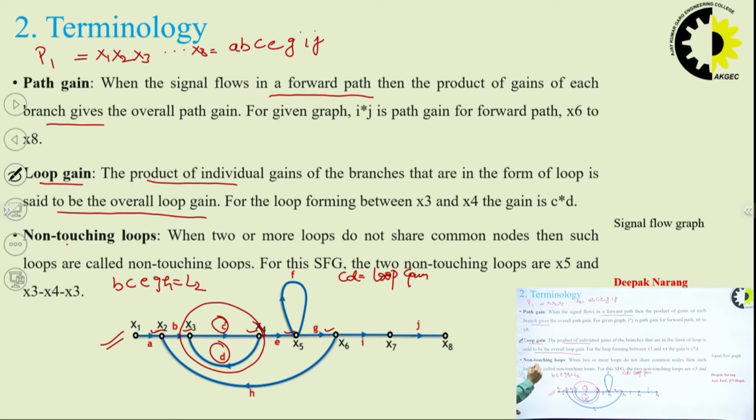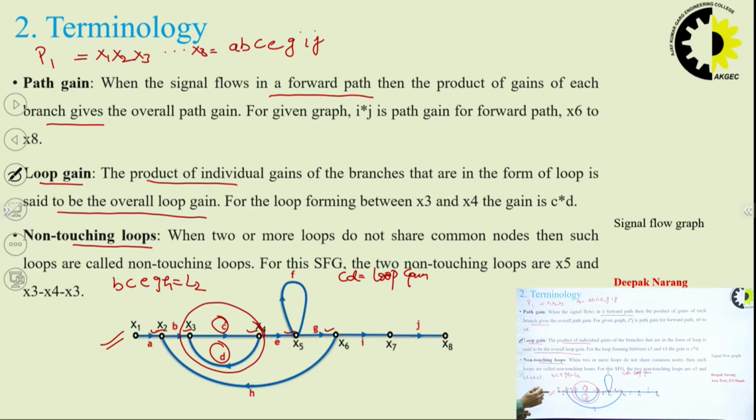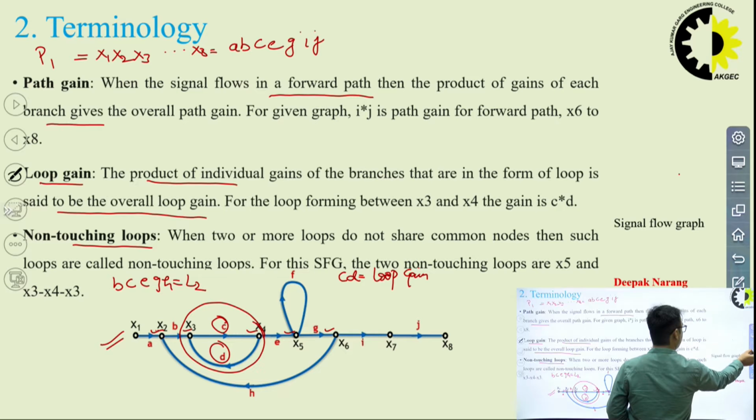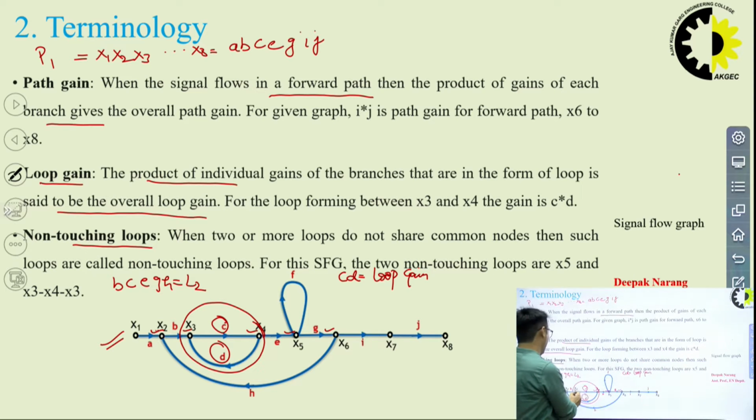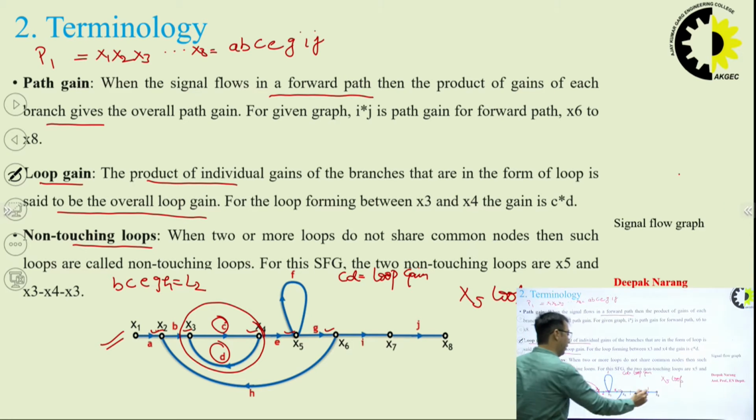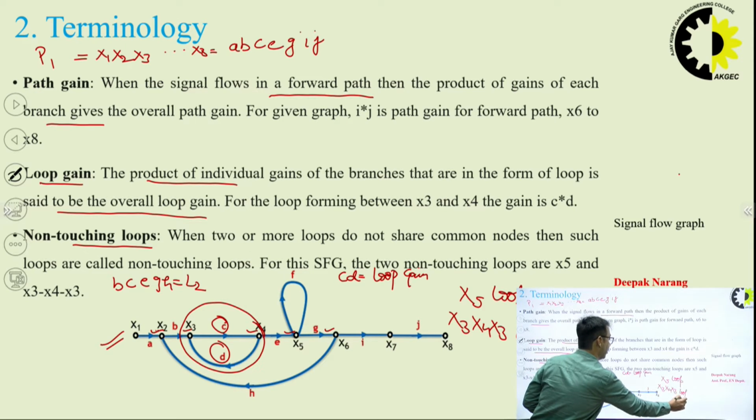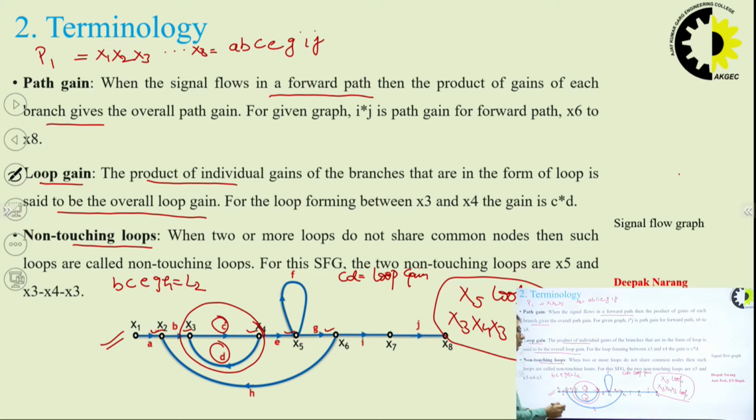Next, the main concept is to find out the non-touching loops. Now, what are non-touching loops? These are those loops which do not have any common point between them. For example, this x5 loop and the x3, x4, x3 loop. These two loops are non-touching because they have no common point between them.